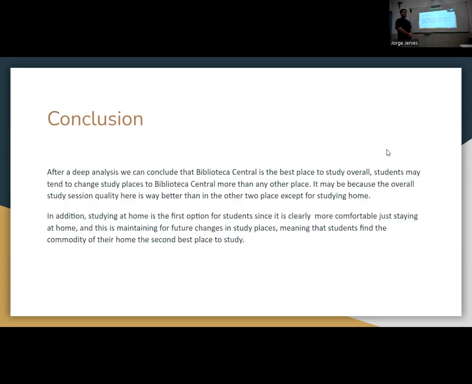Conclusion. After a deep analysis, we can conclude that Biblioteca Central is the best place to study overall. Students may tend to change study places to Biblioteca Central more than any other place. It may be because the overall study session quality here is way better than in the other 2 places, except studying at home.